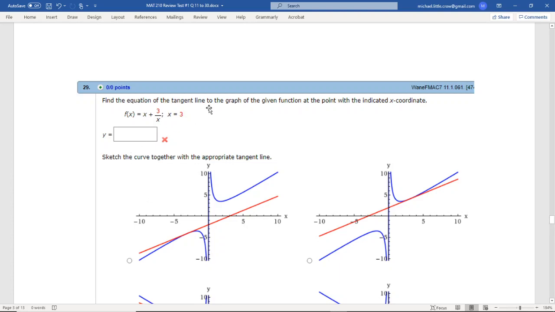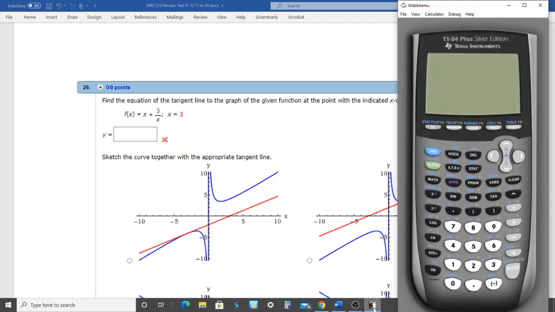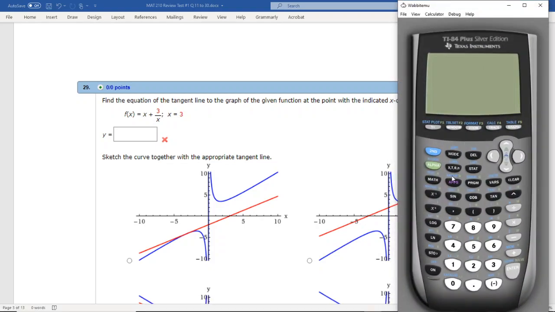Find the equation of the tangent line to the graph of the given function. So again, we can go ahead and take the derivative, plug in 3, and that gives us a slope. And then you can find the points. My suggestion is just using the calculator. You can actually find the tangent line all in one step. Okay. So you plug in the equation x plus 3 over x, 3 divided by x. It's our function.